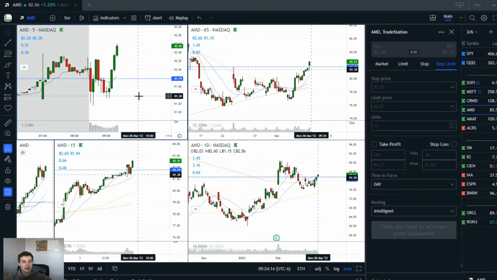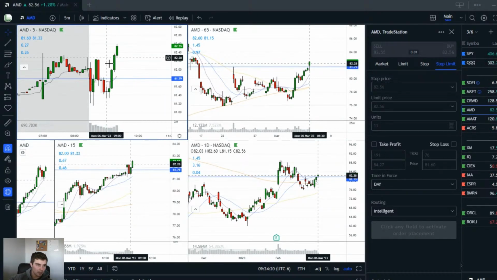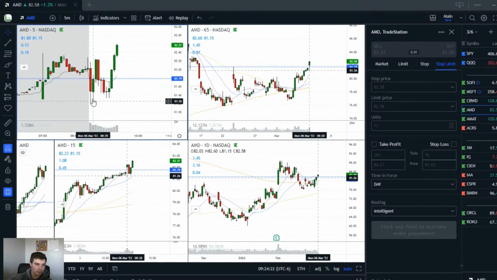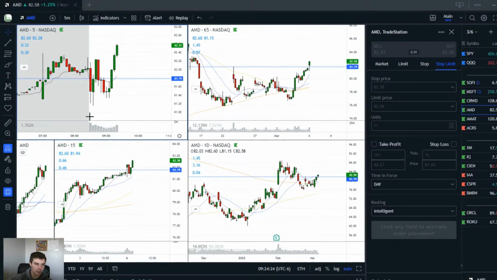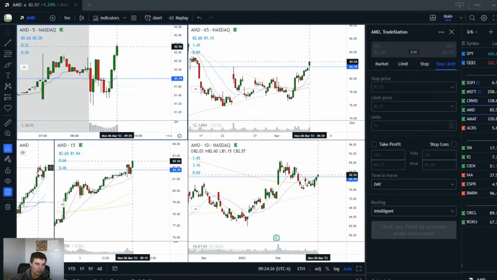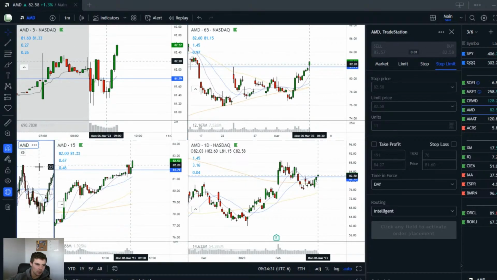Man, AMD is looking good. I don't know if I would have taken it on the double bottom right here. So kind of bottom, putting another double bottom there. Putting in a bit of a volume spike on this bar as well.